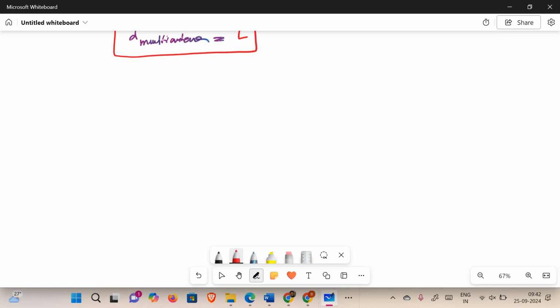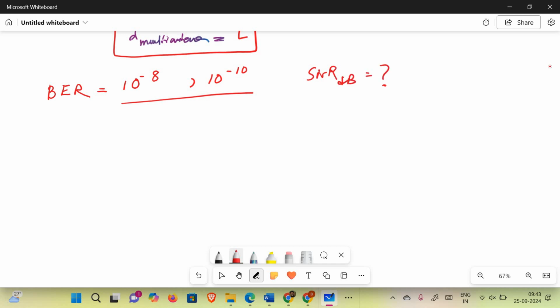Okay, compute the SNR required for a BER equal to 10 to the power minus 8 and 10 to the power minus 10. Compute the SNR in dB. The question is: compute the SNR in dB given that we want to achieve a BER of 10 to the power minus 8 or 10 to the power minus 10 for a BPSK system over an AWGN channel.